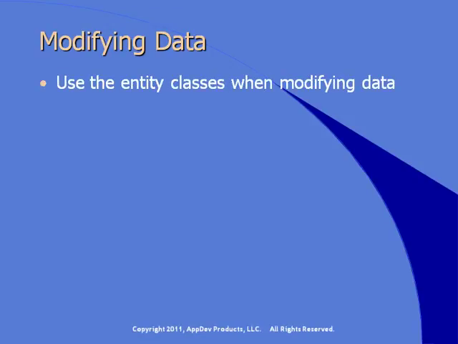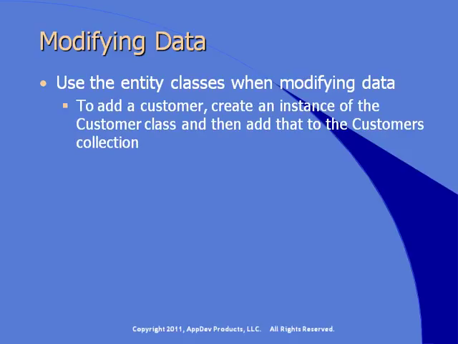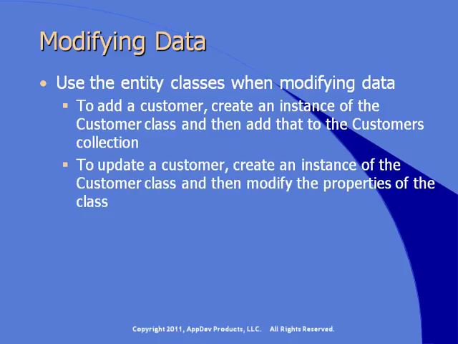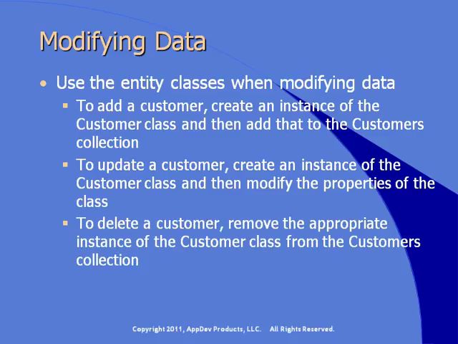You can use the entity classes in the model when you modify data. So for example, to add a customer, you can create an instance of the customer class and then add that to the customers collection in the object context. To update a customer, you'll create an instance of the appropriate customer class, typically through a query, and then you can just modify the properties of the class. And to delete a customer, you'll remove a specific instance of the customer class from the customers collection.